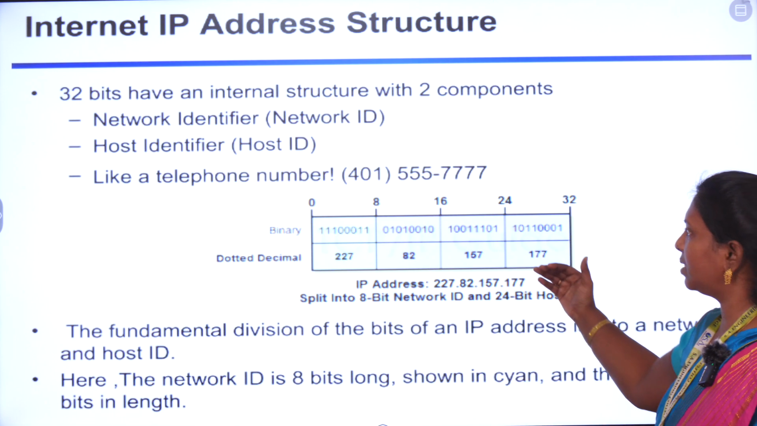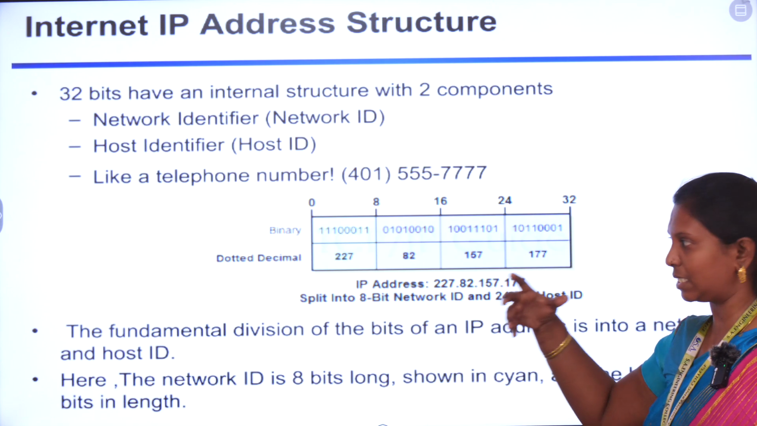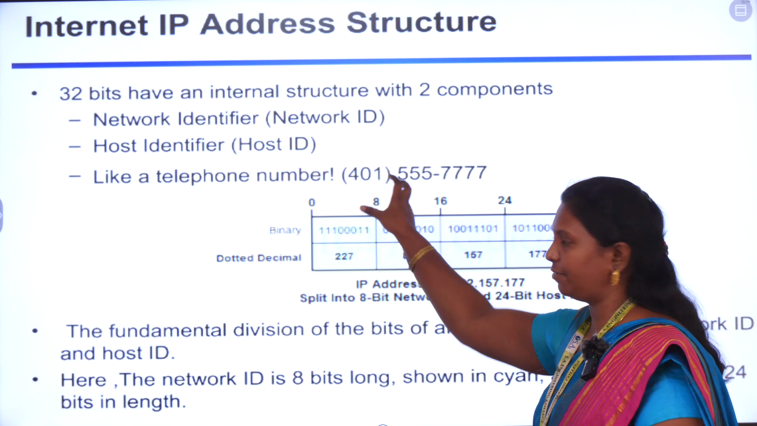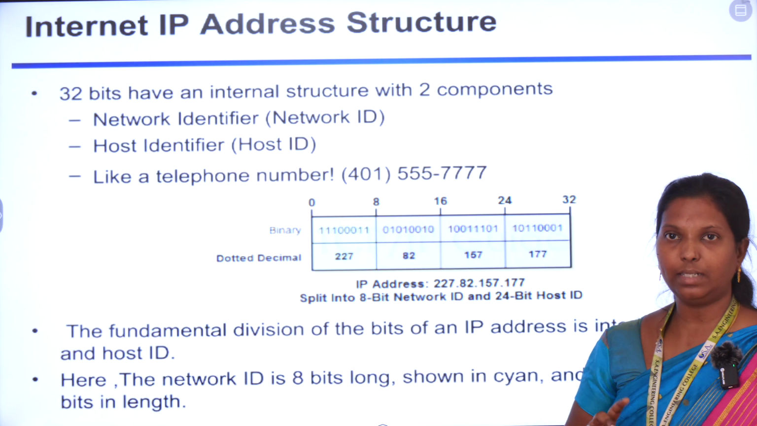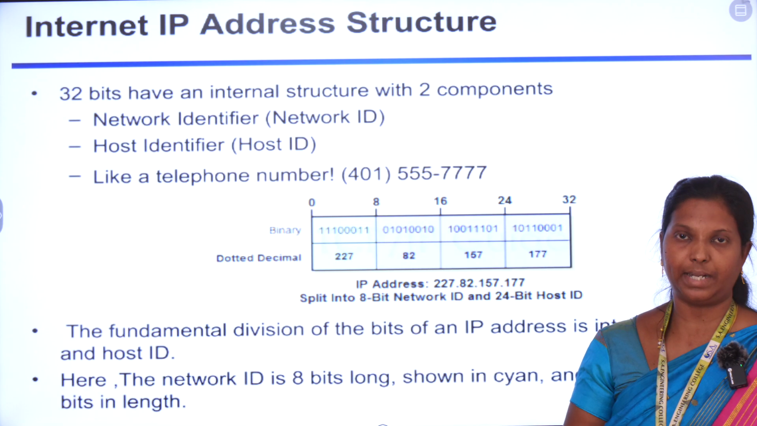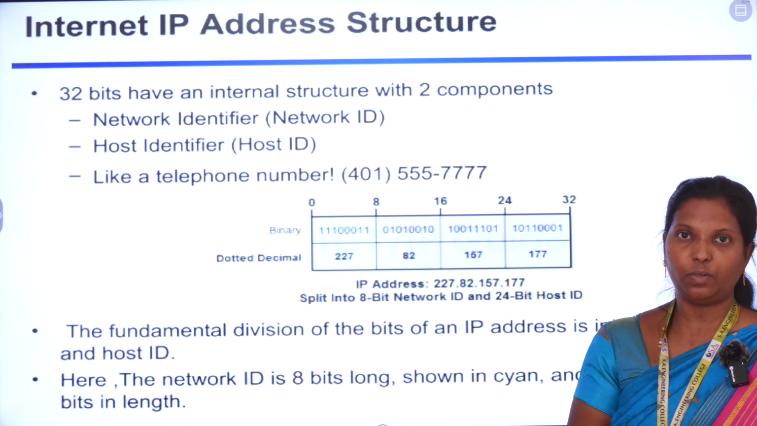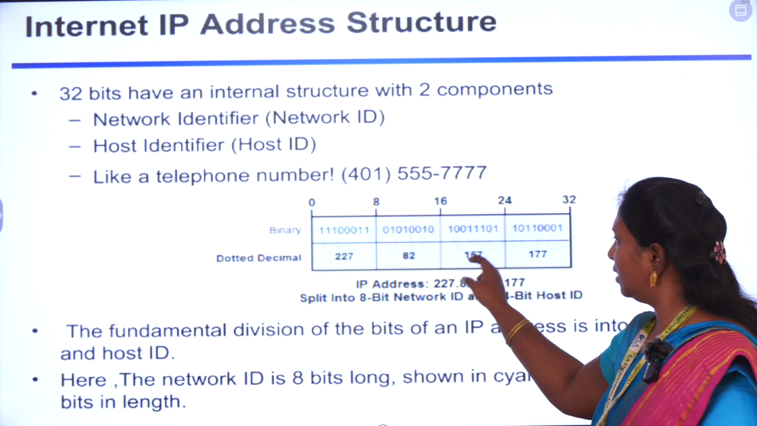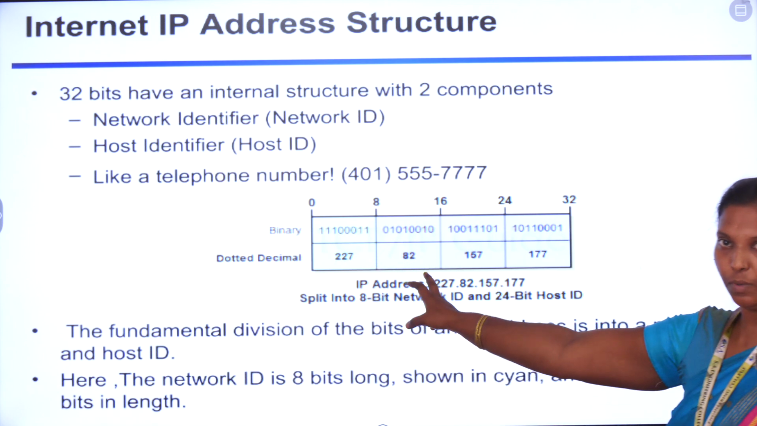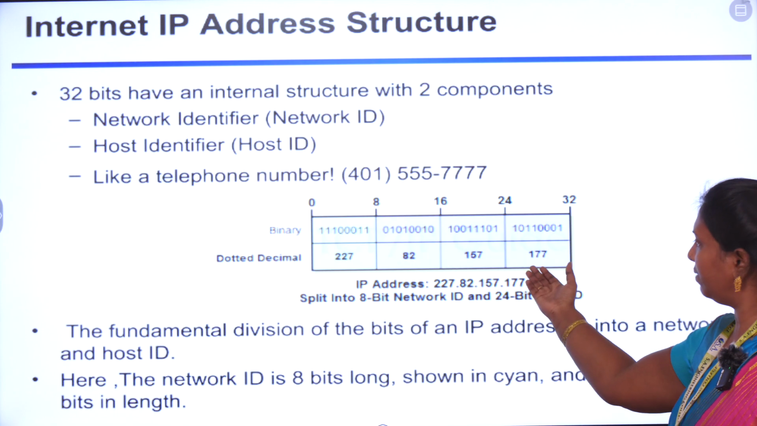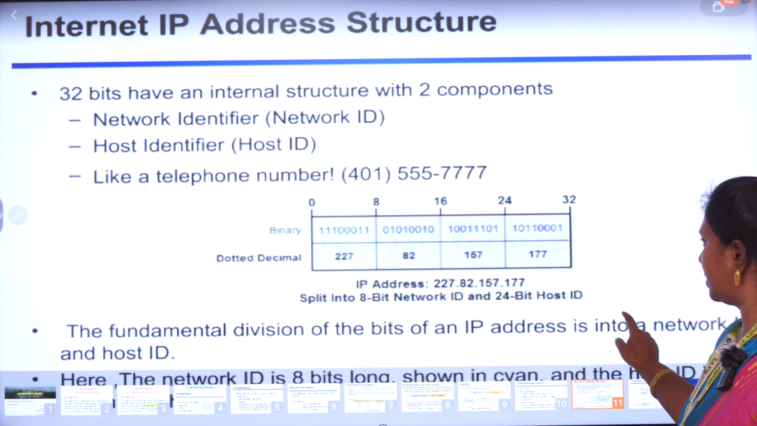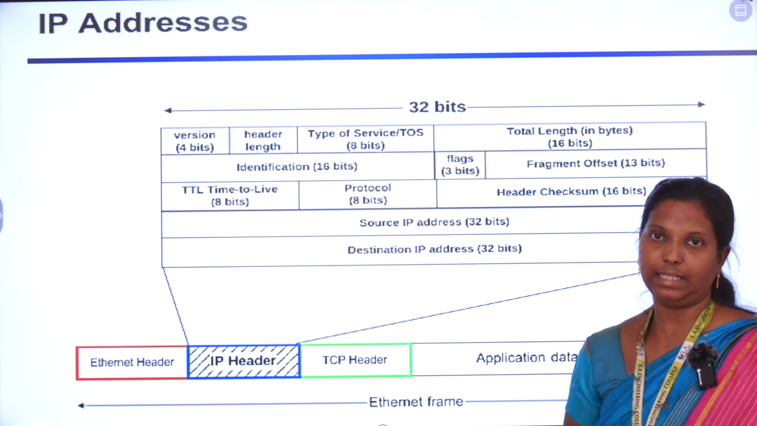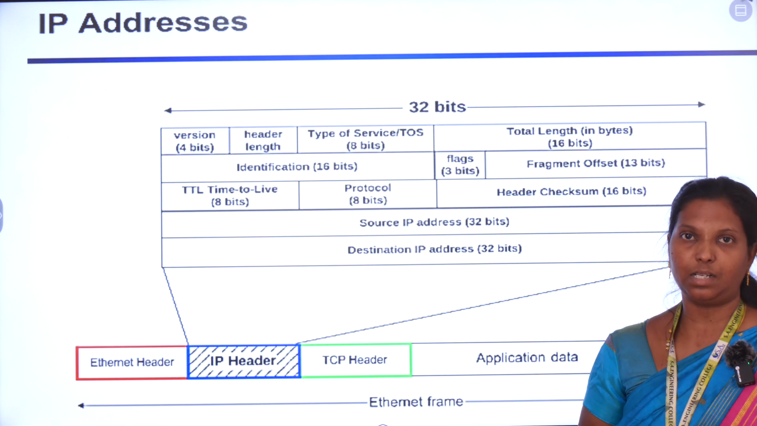And here the fundamental divisions of these bits will be explained through the network ID and host ID, like a telephone number. Say for example, without the network ID we cannot go for the host ID. With the default value of network ID we can have further clarifications of host ID. So here the main part is the first two 8 bits scenario, then we go with the 157 and 177. Next, this is the format of a header that is associated with the IP addressing protocol.